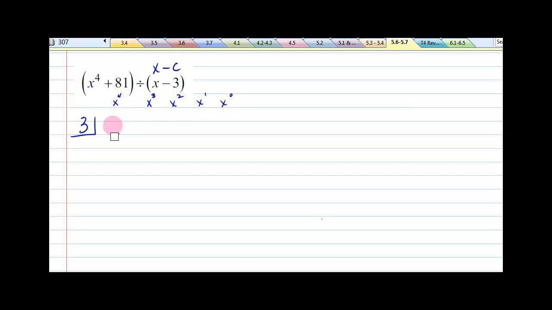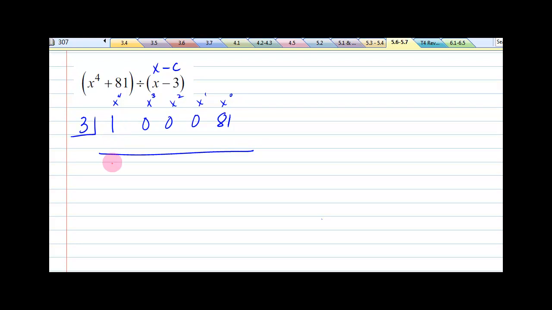So right here, instead of writing x to the 4, I should have written 1 because that's the coefficient. I'm going to write a 0 for the coefficient of x cubed, a 0 for x squared, a 0 for x to the 1st, and this is where 81 comes in down here at the end. 81. Now let's draw our line and do our synthetic division.